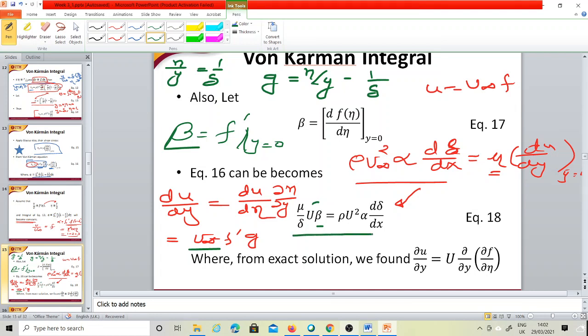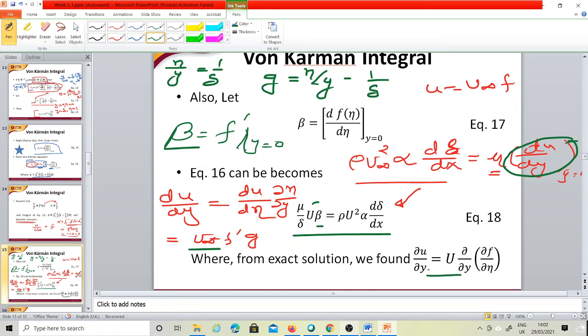So now you will have this expression from equation 16. Okay, so this equation turns to like this. All we do is substitute this value of du by dy in this case. How we do it is already explained.